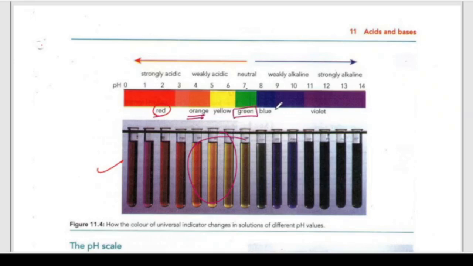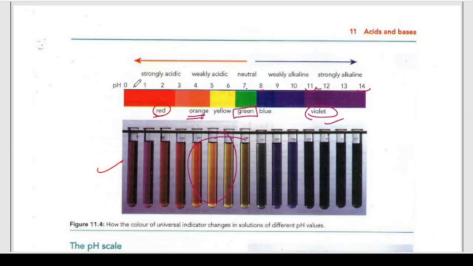Then the blue color indicates a weakly alkaline solution, and the pH range will be from 8 to 10.5. Then violet color, and you will see various shades of violet over here. It may be a bit darker or lighter, but whether it is lighter or darker, it will be a strongly alkaline solution, and the pH range will be from 11 to 14. So 11 to 14 you can consider as the strong alkaline pH range.